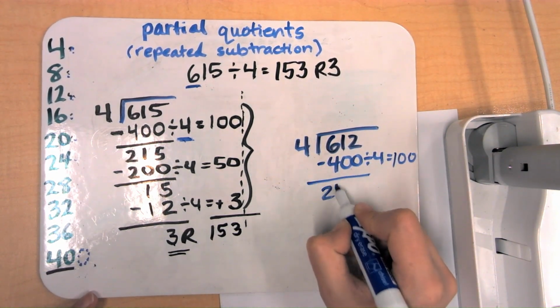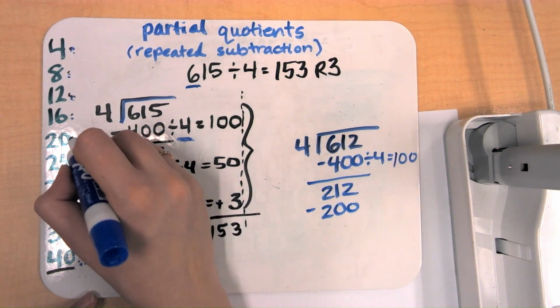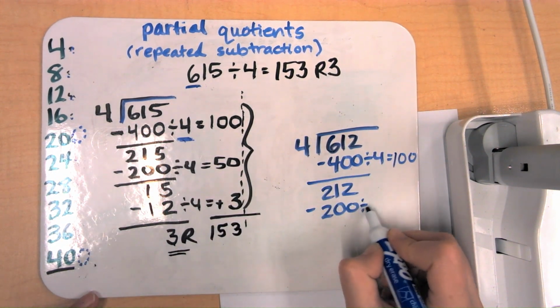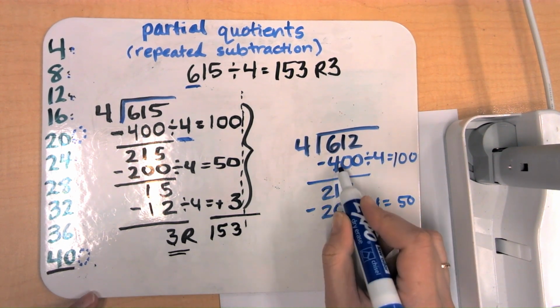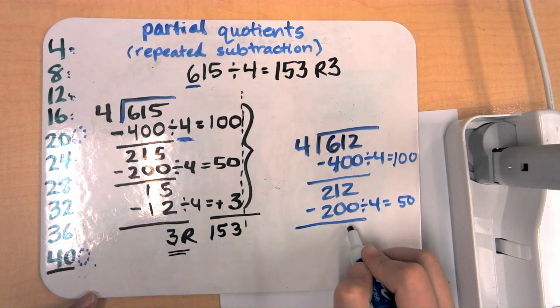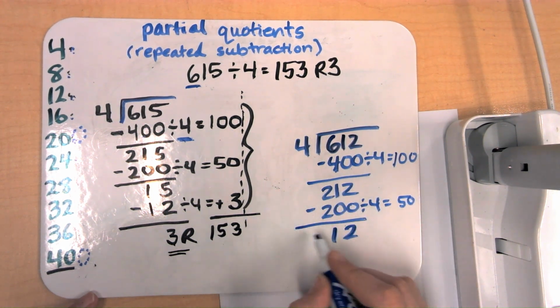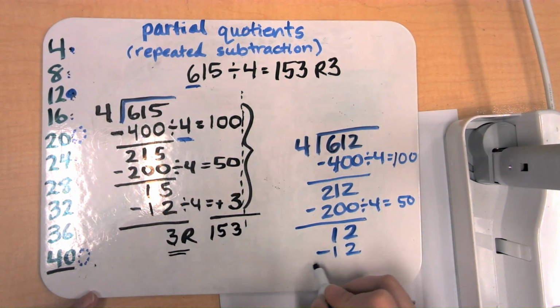Then we're going to subtract. It's going to get us 212 minus 200, like we did, divided by 4 equals 50. Looky there. 200 is half of 400. 50 is half of 100. That's a good check. And then subtract how much we have left to deal with. 12. Looky there. There's a 12 in our list. I'm going to take out 12.